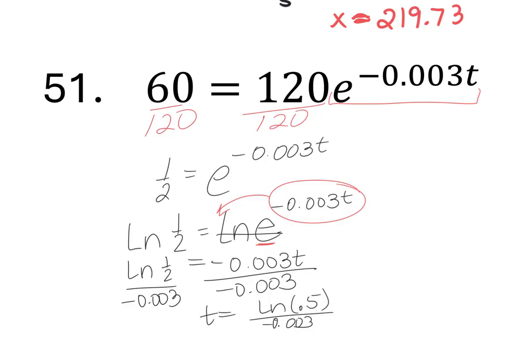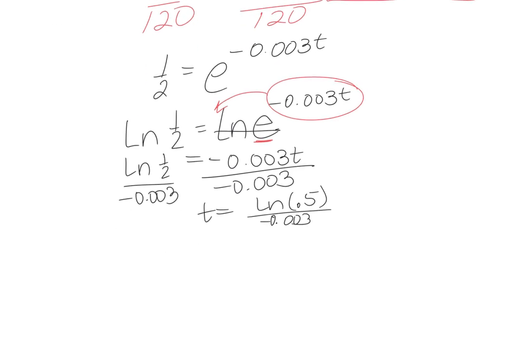Sometimes it's easier to just put the decimal in the calculator. So the natural log of 0.5, close the parentheses, divided by negative 0.003. And we get t is approximately 231.05.